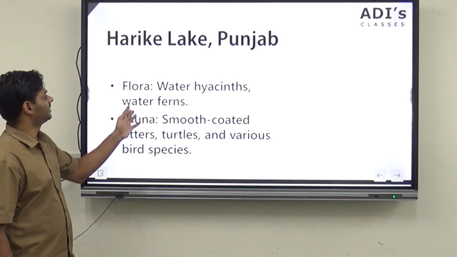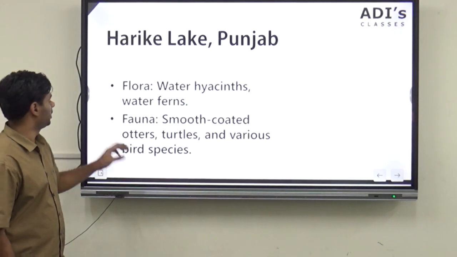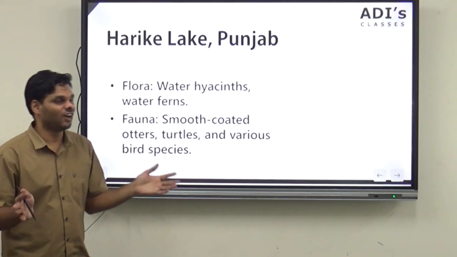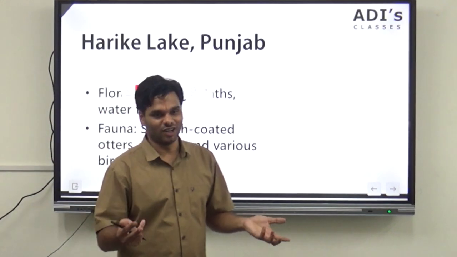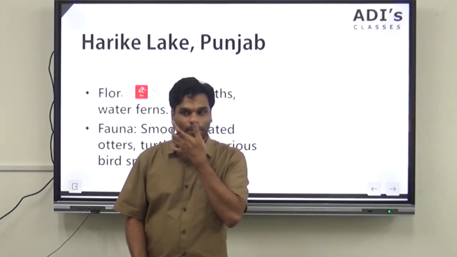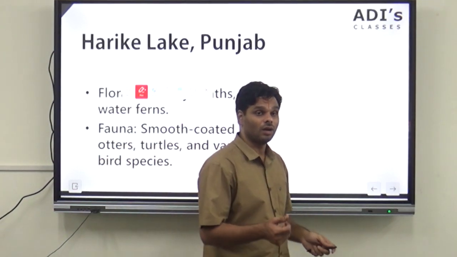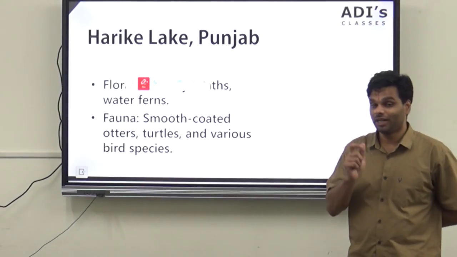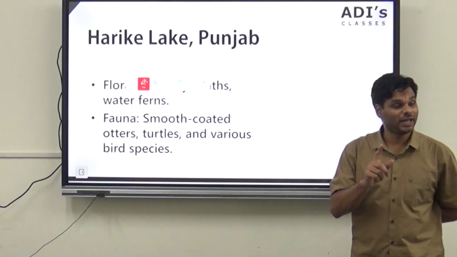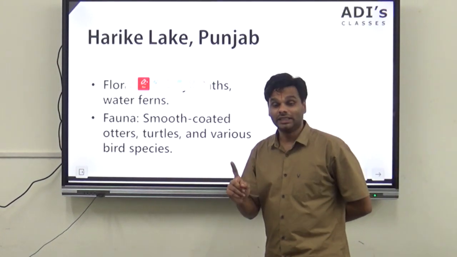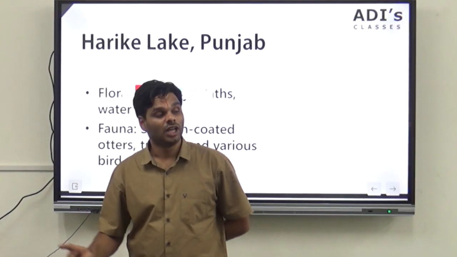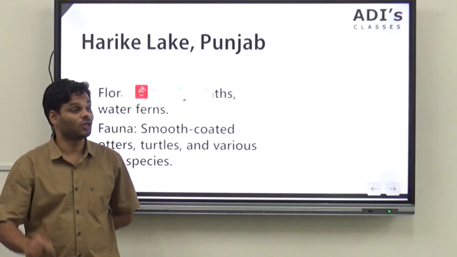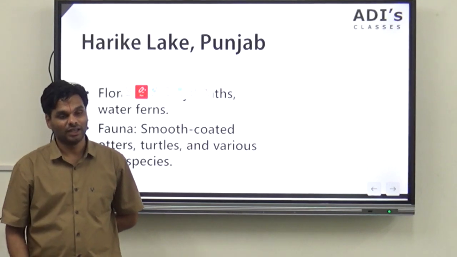Okay. And water hyacinths, water ferns, smooth coated otters. You know what otters are? Have you seen otters? They are like water dogs. Literally like water dogs. Very playful. But otters also hunt in packs, like dogs. And they take down prey larger than themselves. In some river water ecosystems, the otter becomes the principal predator, the top predator, the apex predator. Can you even imagine?